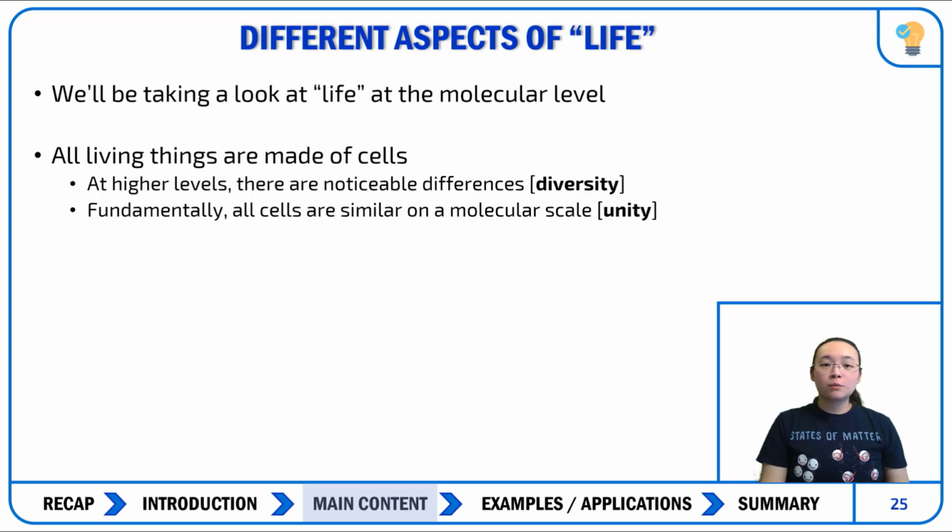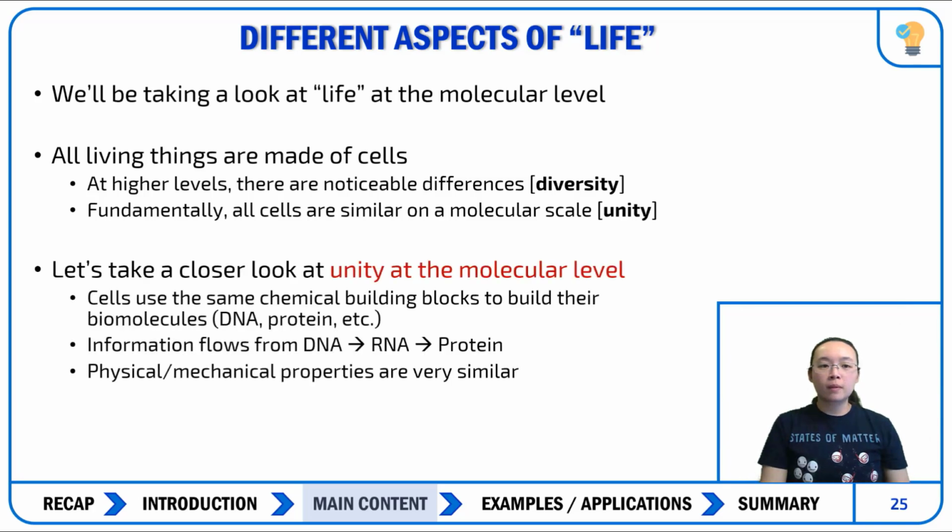So throughout this course, we're going to take a closer look at the unity at the molecular level. Cells use the same chemical building blocks to build their biomolecules, such as DNA, protein, etc. And we're going to see how those building blocks interact with each other to give function to each macromolecule. And since we're looking at the molecular level, we can also assume that their physical and mechanical properties are very similar, allowing us to use models to represent their properties.